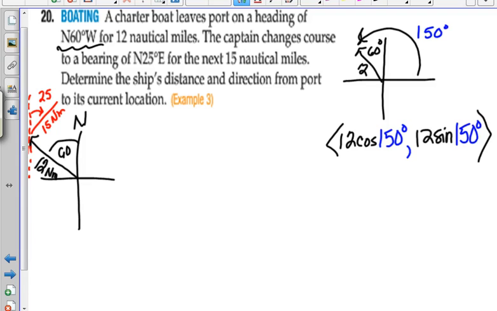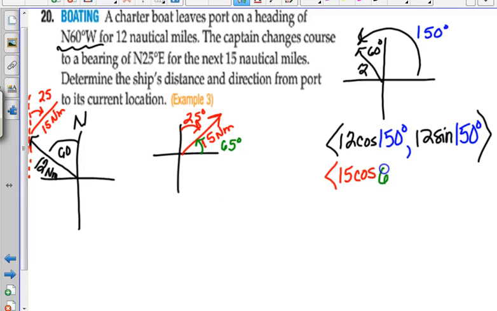Okay. The second vector, I'm just going to go ahead and draw it on its own here. And it says it changes course to a bearing of off of north 25 to the east at 15 nautical miles. Okay. What do we want to use for that one? We want to use 15 cosine of, we need this angle, right? Which is my badly disproportional picture. But if this was 25 degrees and it's supposed to make 90, this is 65. Did I do that right?